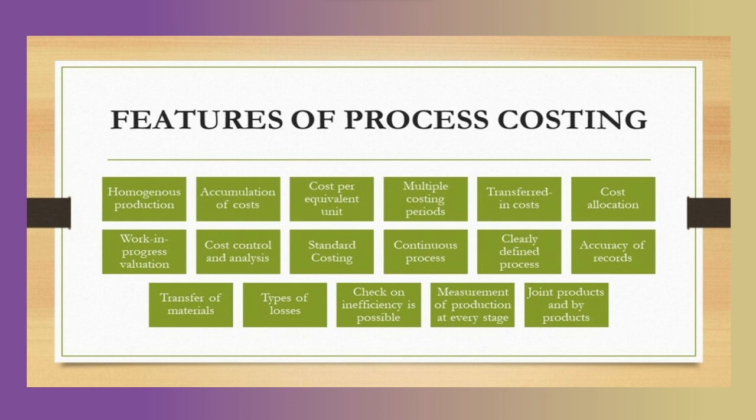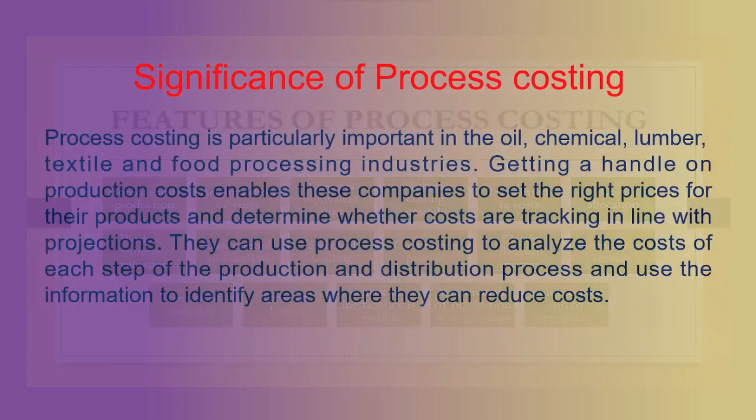So these are the important features, and along with this diagram you can understand that there are different types of losses which can be calculated. Cost control and analysis can be done. Continuous process is ensured, and standard costing, clearly defined processes and accuracy of the record are all important features of process costing.